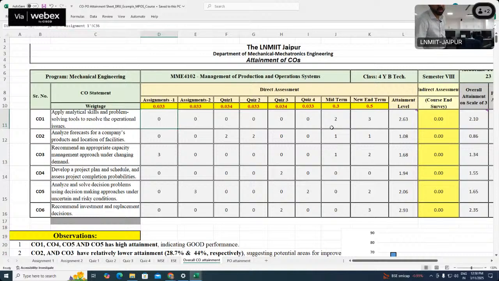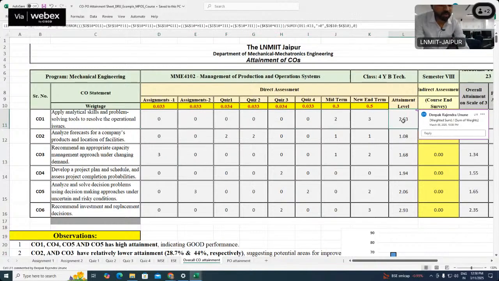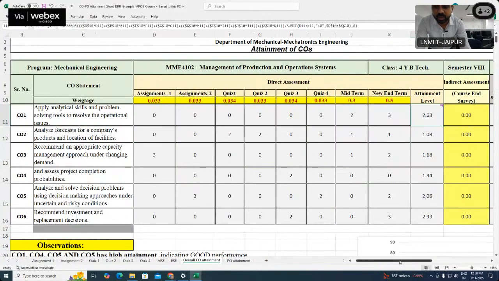And similarly we are doing it for all CO1 values for all of the different assessment types. Similarly, we have done it for CO2, 3, 4, 5, and 6. So formulas are applied here. And then finally, we have calculated the attainment level.